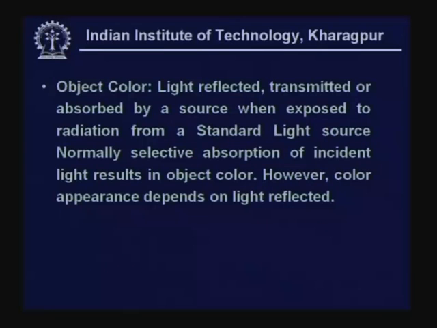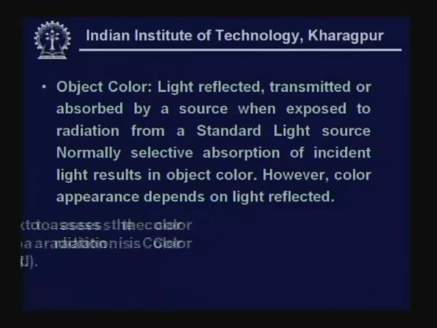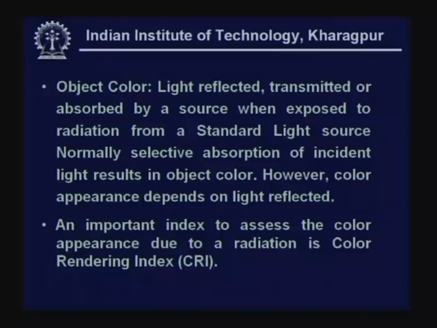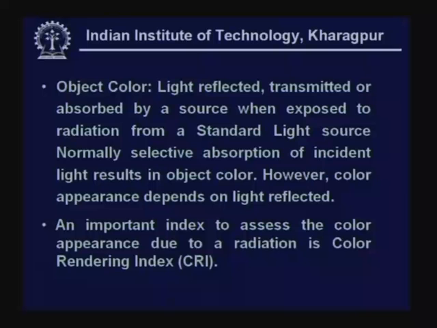Then, in order to examine whether illumination systems are adequate, it is necessary to look at an index, and this index is what we call the color rendering index. It is an index which looks at how an object appears due to a radiation.